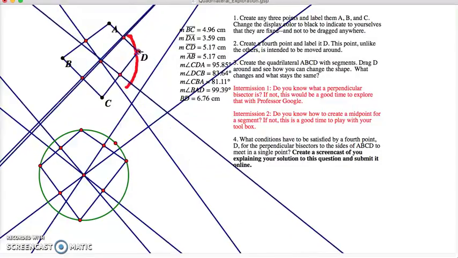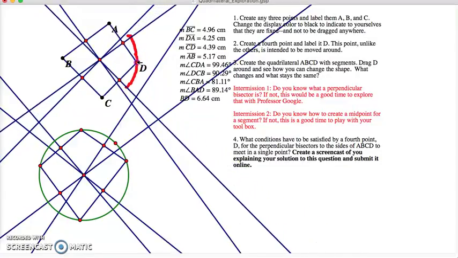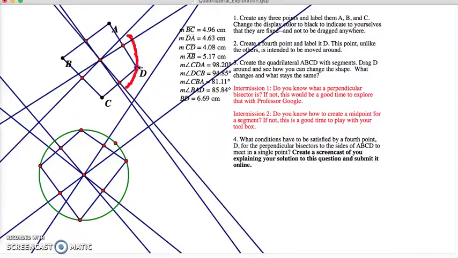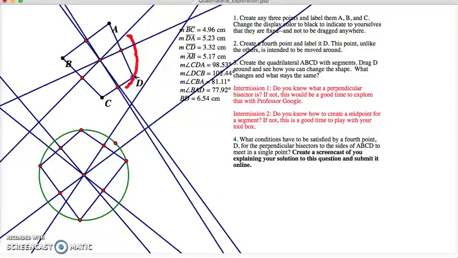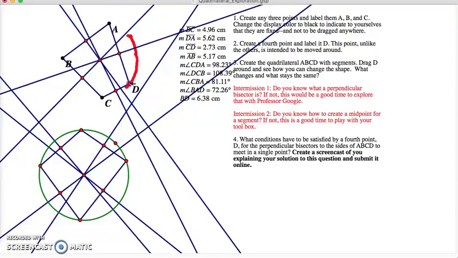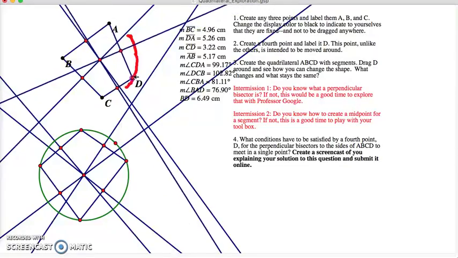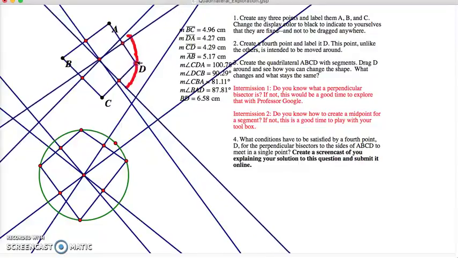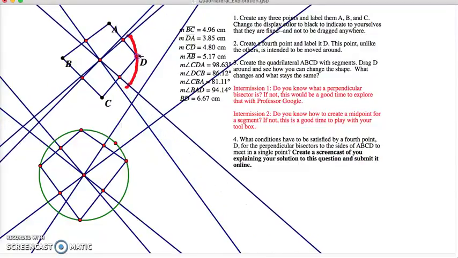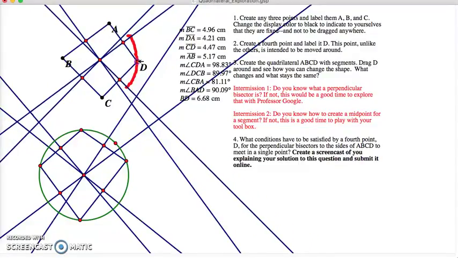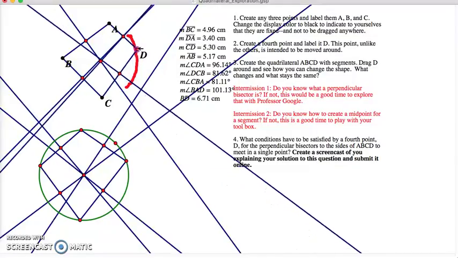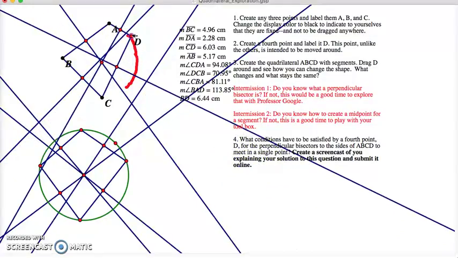I also set up measurements of the sides and the angles just to observe, but at every point where it intersects, none of those showed any sort of visible pattern that gave me a clue into what the condition of where point D needed to be. So I set up a trace function.